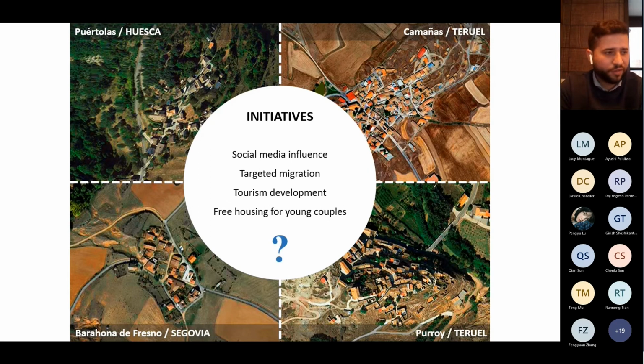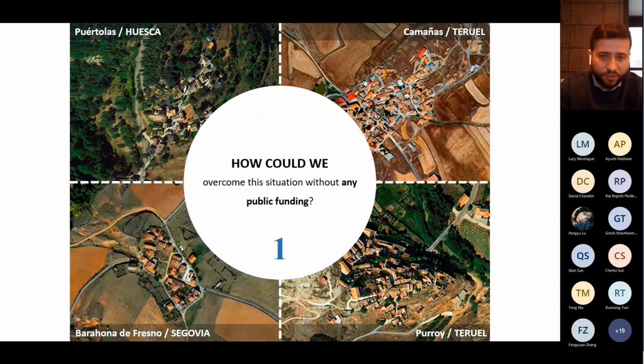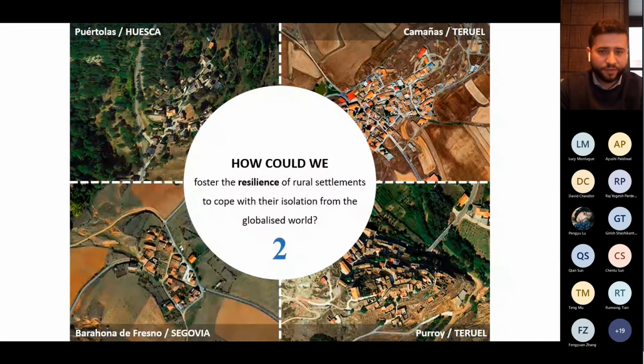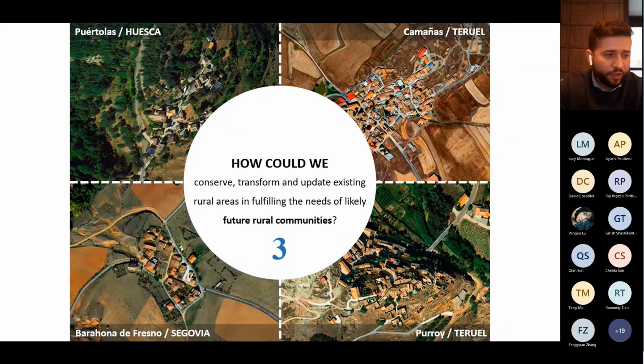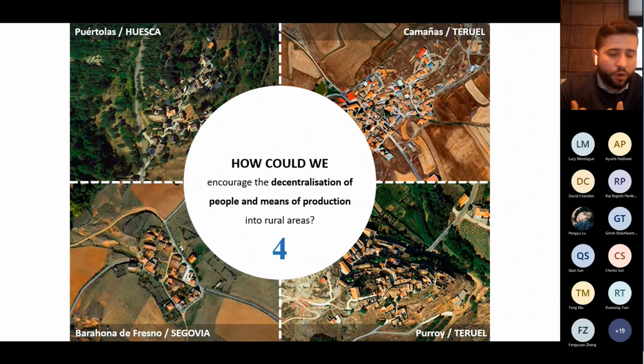This question raises a series of questions, such as how could we overcome this situation without any public funding? How could we foster the resilience of rural settlements to cope with their isolation from the globalized world? How could we conserve, transform, and update existing rural areas in fulfilling the needs of likely future rural communities? And how could we encourage, which is, in my view, the most important question, the decentralization of people and means of production into rural areas?